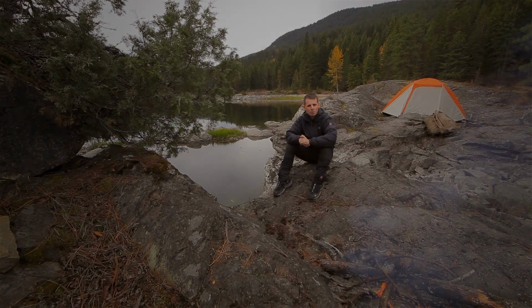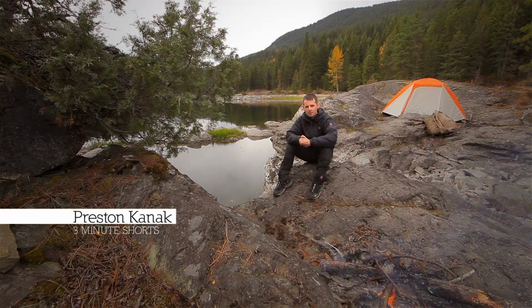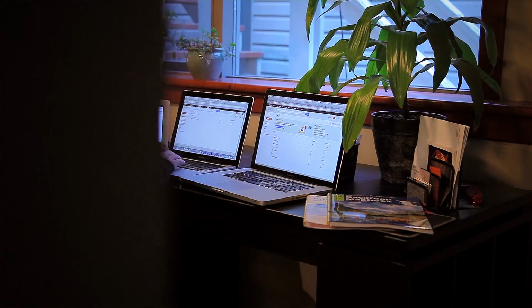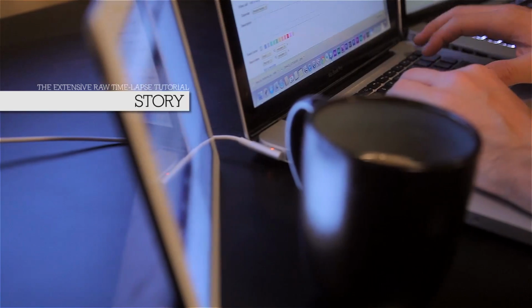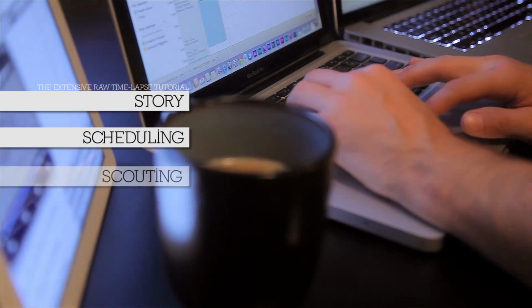Pre-production is by far the most important part of the process for not only time-lapse photography, but filmmaking as a whole. By being prepared from the start, production and post-production will always go way smoother. As part of the pre-production phase, I'm going to be investigating 3 different areas. I'm going to be looking at story, scheduling, and scouting.